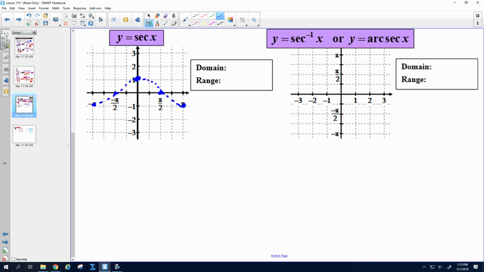And then I want you to always think same restrictions as cosine, how we had to restrict cosine, which was from 0 to pi, all right? So we always restrict the sines, negative pi over 2 to pi over 2, and restrict the cosines from 0 to pi. So this one I'm going to restrict from 0 to pi. But before you restrict it, you got to visualize what you're doing on this graph.